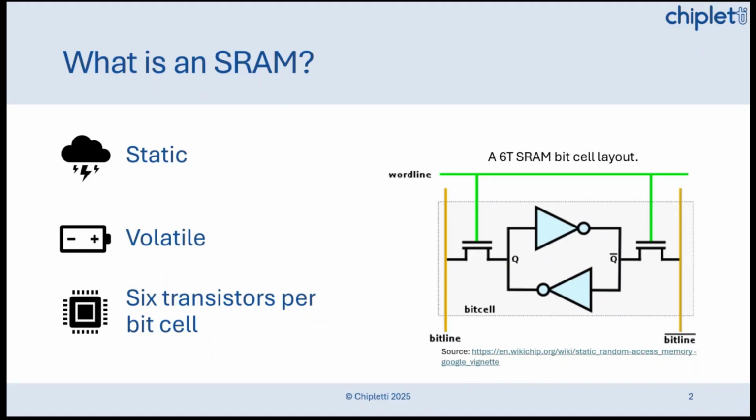So this is one bit of information, and then you would connect them in an array. There's a lot of other peripheral logic, sense amplifiers and so on and so forth, which I've not gone into the details of, but that's roughly what an SRAM is.